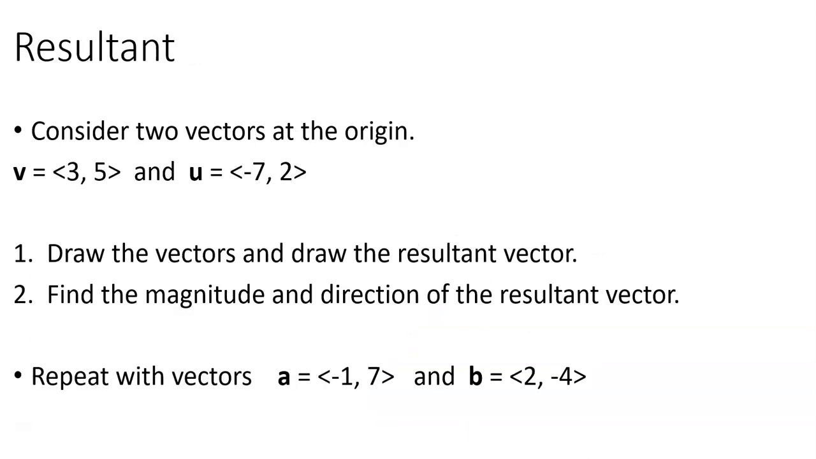So let's try a couple of these. We'll do one, and then we've got a second one down the bottom. Here's two vectors at the origin, 3, 5, and negative 7, 2.